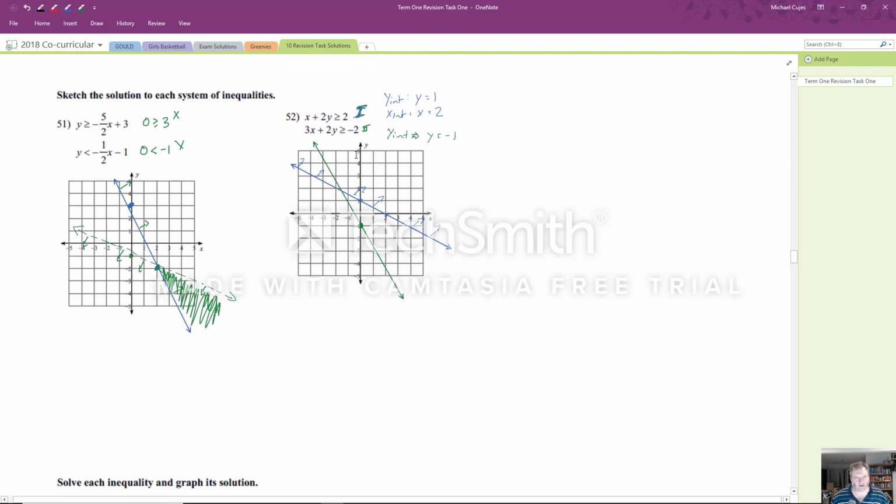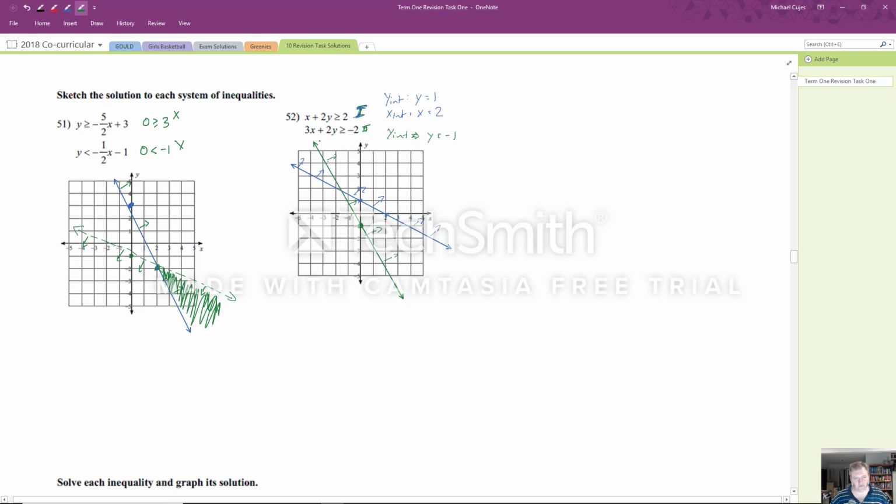Let's have a look at the next one. Get my pen back. Where's it gone? There it is. If I substitute the origin, I'm going to have 0 plus 0. Is that greater than or equal to -2? Yes, 0 is greater than -2, so I actually want the side above this line as well.